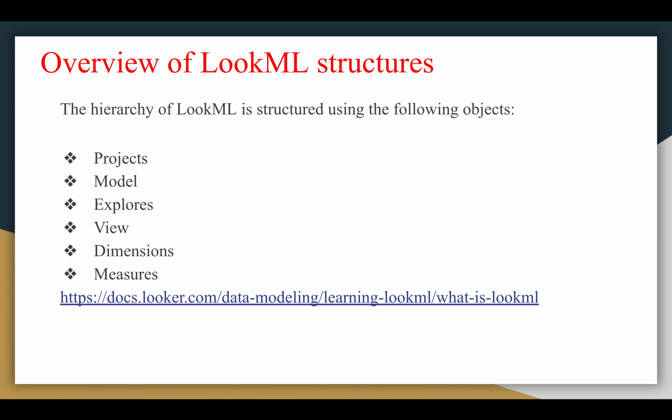First, what is a project? Projects are libraries of LookML code, because Looker uses Git for version control. A best practice is for each project to map one to one with a Git repository. A project is composed of one or more models.